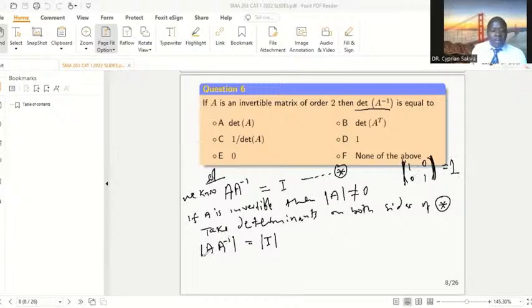So the left side can be expanded to be the determinant of A multiplied by the determinant of A inverse. And the right side is already saying that the determinant of I would be 1.